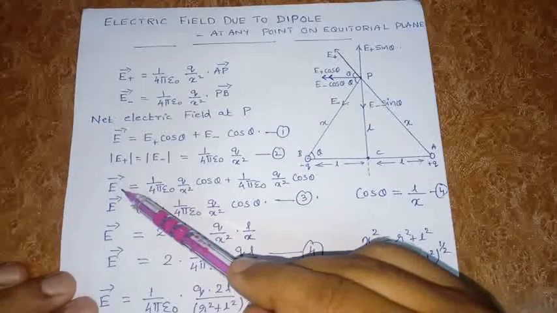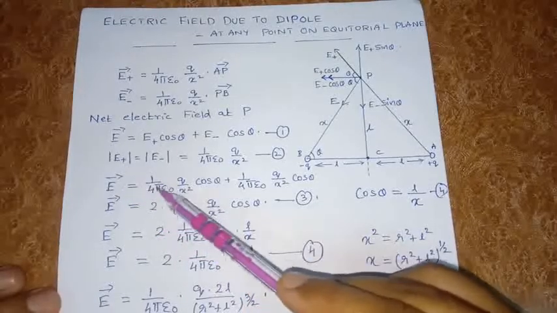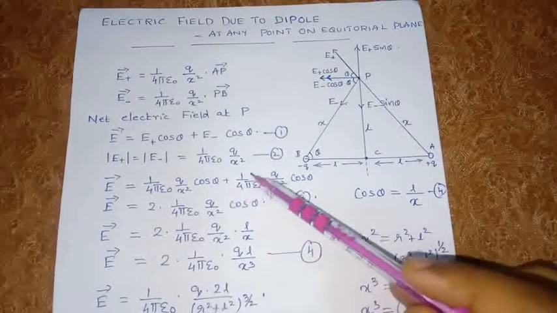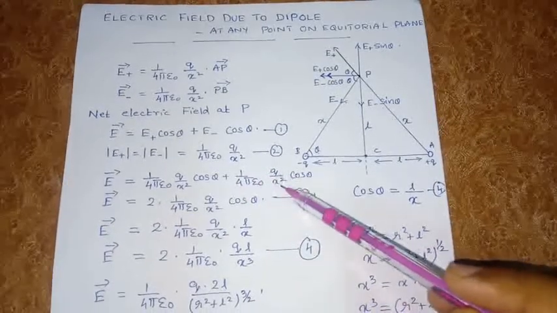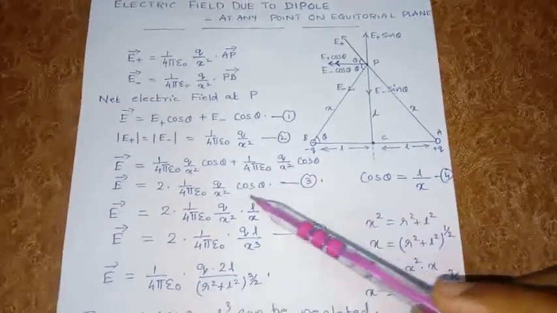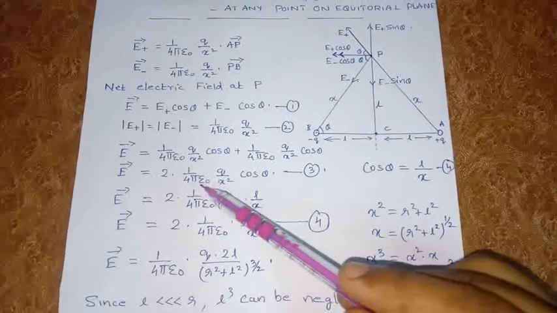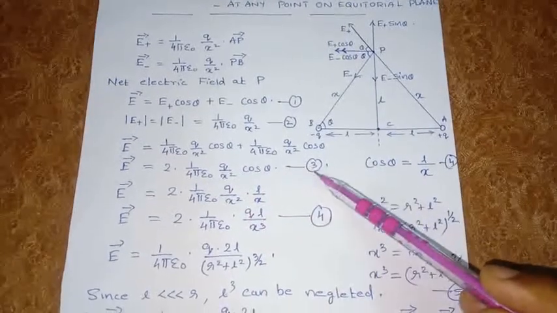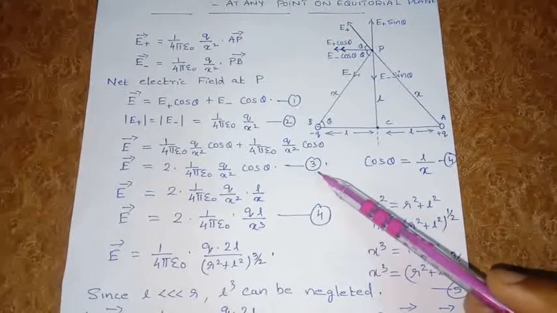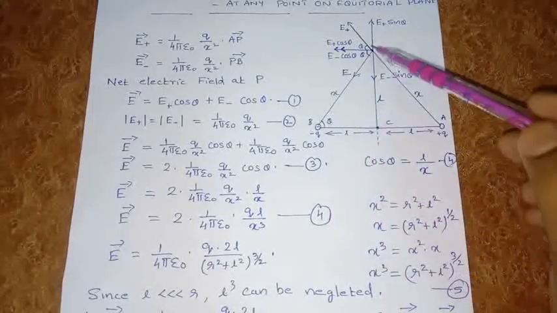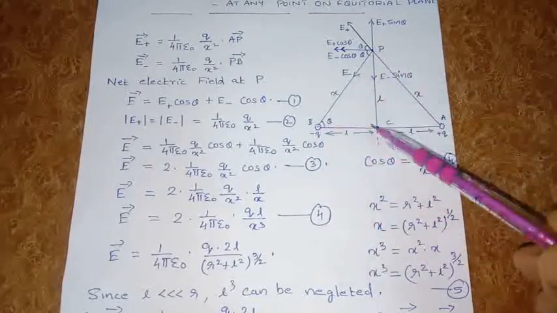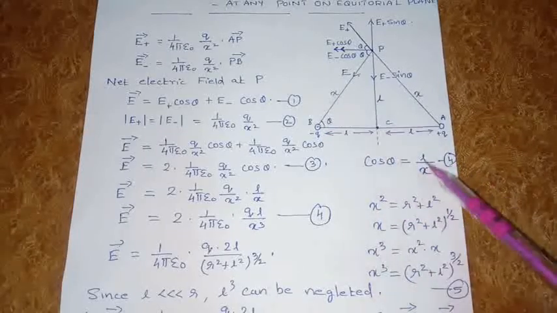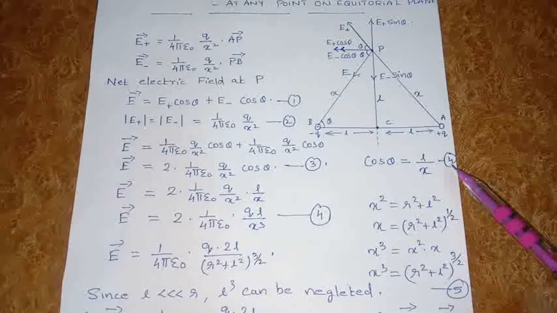So the net electric field E can be written as 1 by 4 pi epsilon 0 q by x square cos theta plus 1 by 4 pi epsilon 0 q by x square cos theta. That means 2 times 1 by 4 pi epsilon 0 q by x square cos theta. Put this as equation number 3. Now I am going to substitute for cos theta. From the right angle triangle, cos theta is equal to l by x. Put this as equation number 4.